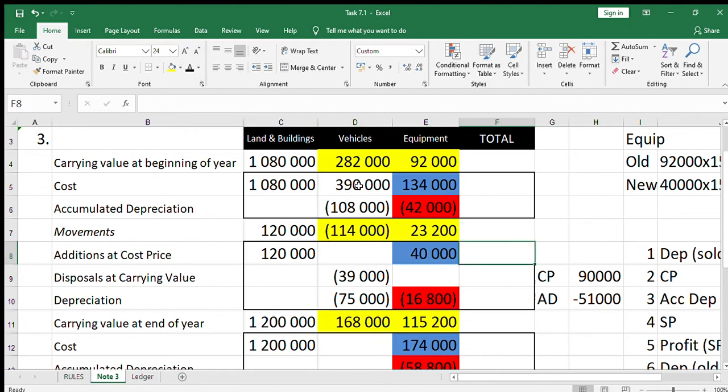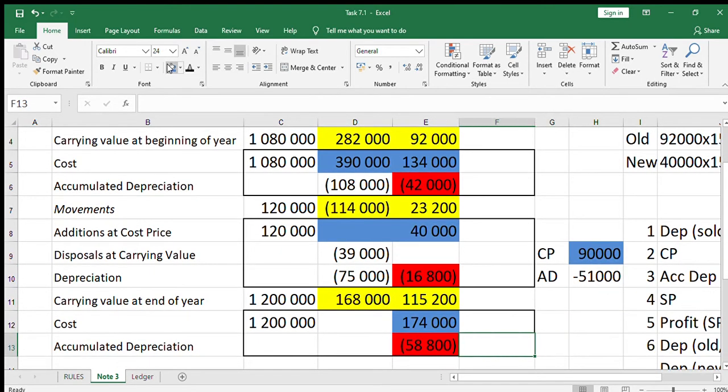For the cost price, we'll start with the cost price at the beginning of the year, 390,000. If we had any additions, we would have added it on, and we will subtract the cost price of the disposal, which we put on the side. Right? Remember, you must always subtract what you have on the side, right? And that will give us an answer of 300,000.